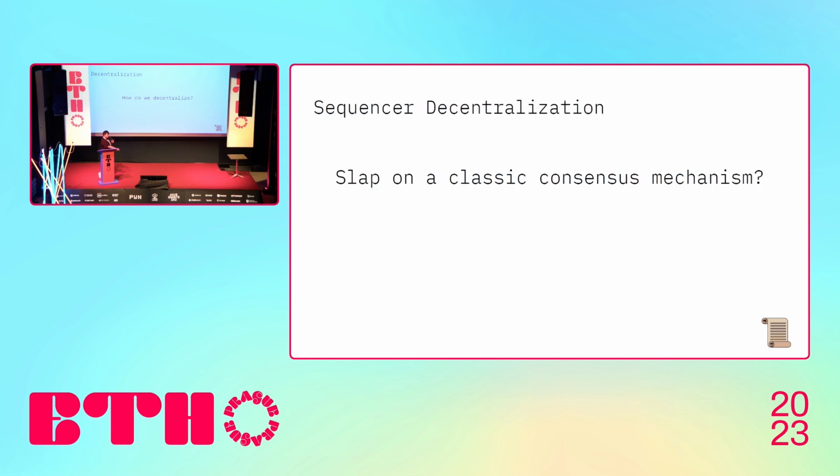And let's start with the sequencers. So how do you decentralize a sequencer? Well, an obvious answer would be to slap on some classic consensus mechanism, what you would call a BFT consensus, so Tendermint, HotStuff, etc. And that's it, call it quits. Or maybe based rollups, and I'll explain what based rollups are later.